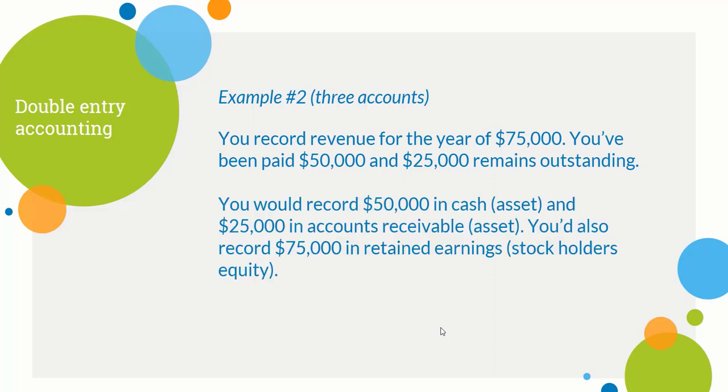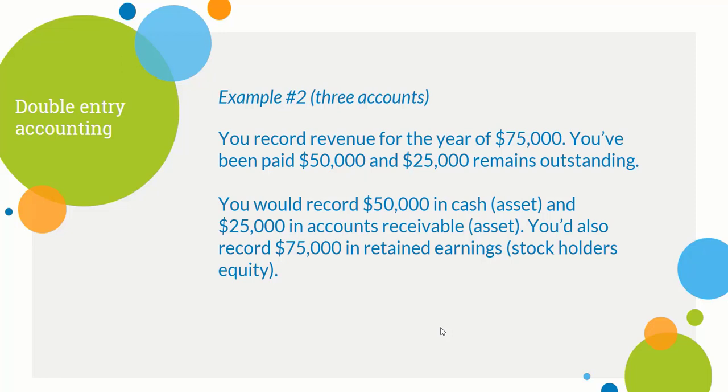So you would record $50,000 in cash because that's what you received. You would also record $25,000 in accounts receivable because you've received $50,000 and you expect another $25,000 to come in the next couple of weeks or so. So those are both assets. So assets just increased by $75,000. Well, you'd also record $75,000 in retained earnings or stockholders' equity.